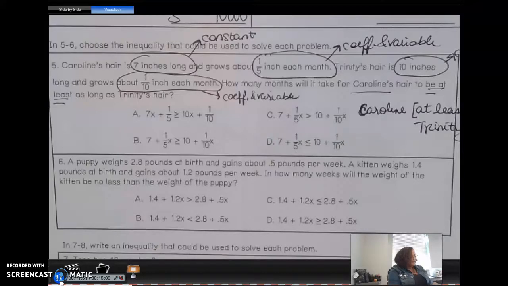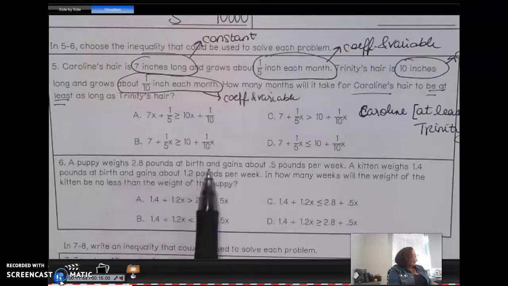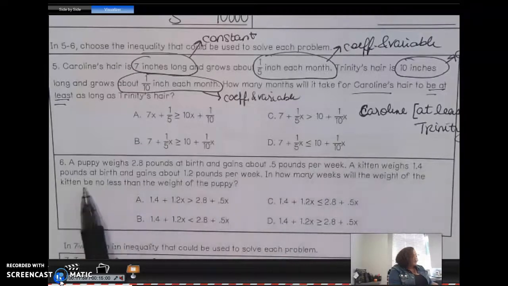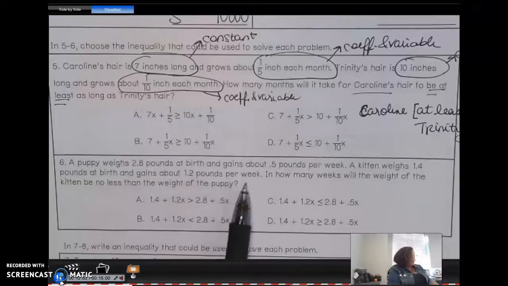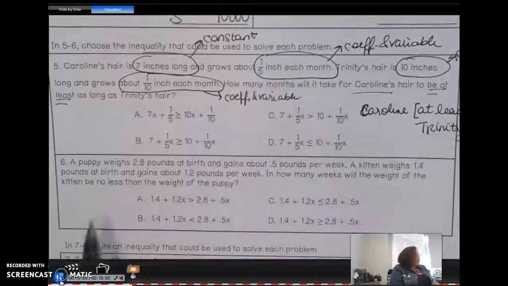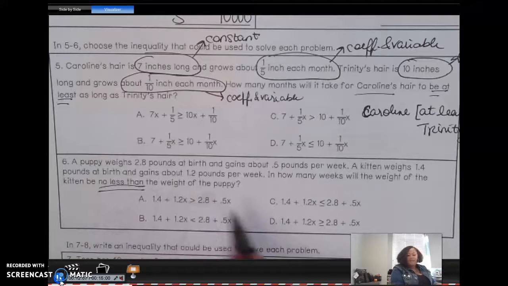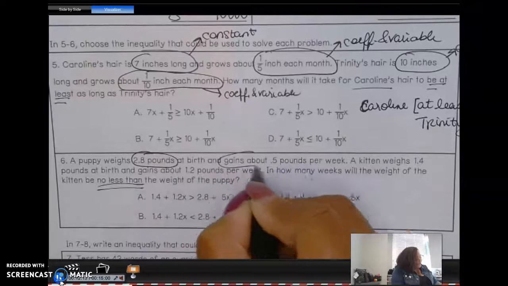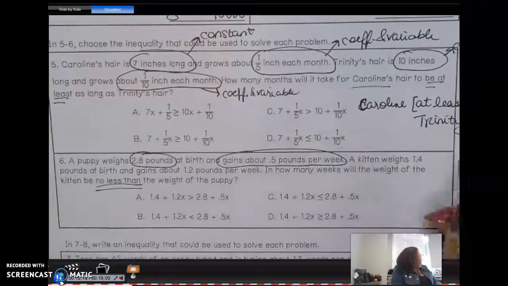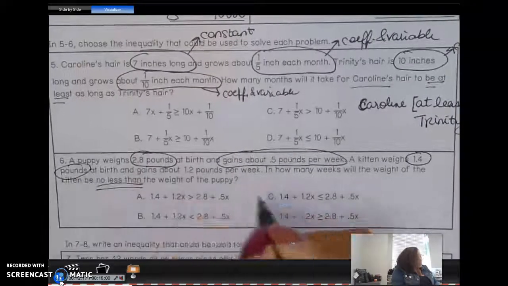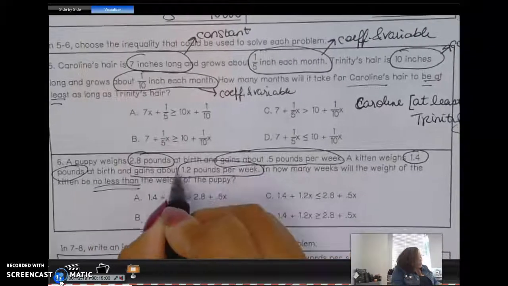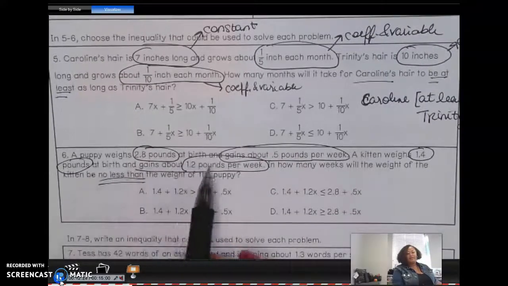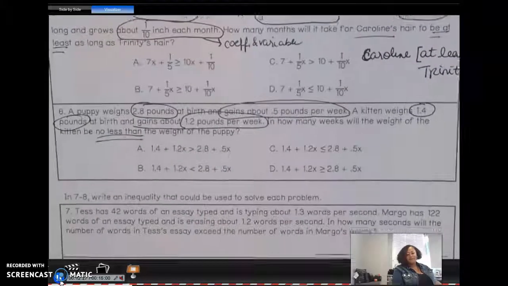Number 6. A puppy weighs 2.8 pounds at birth and gains half a pound per week. A kitten weighs 1.4 pounds at birth and gains 1.2 pounds per week. In how many weeks will the weight of the kitten be no less than the weight of the puppy? So I've got 2.8 pounds, gains about half a pound per week. I've got 1.4 pounds, gains about 1.2 pounds per week. No less than. Find your symbol and then find the appropriate match here.